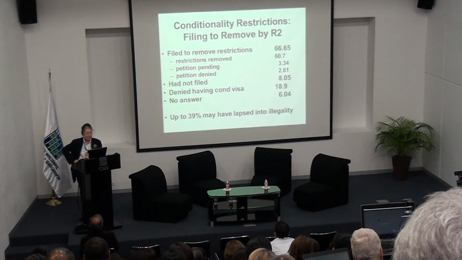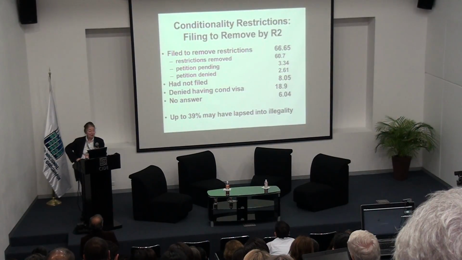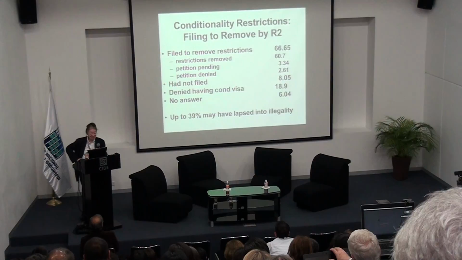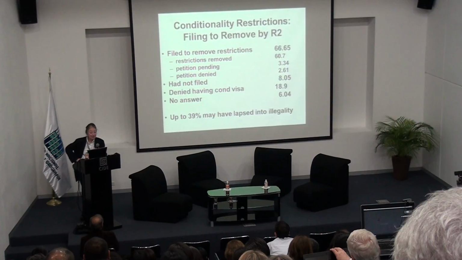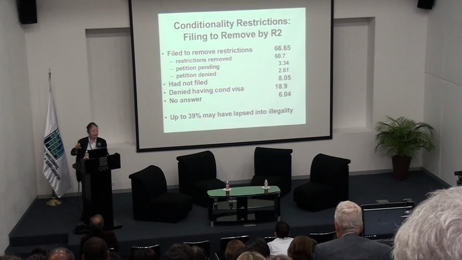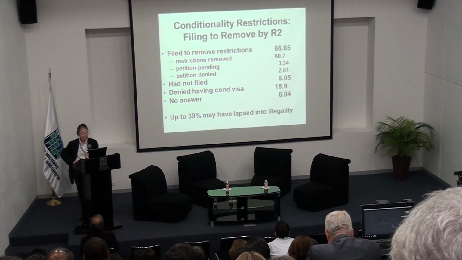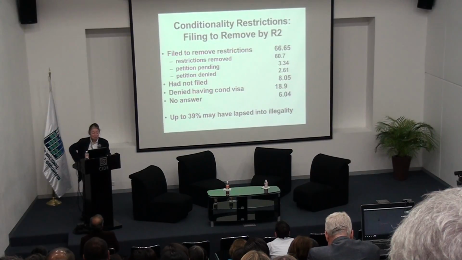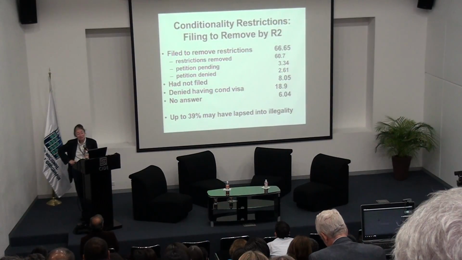And interestingly, 19% denied having had a conditional visa. We know they had a conditional visa because when we drew the sample, we were given details of their new green card from the government. And those details include visa category. And the visa category tells whether there's a conditionality or not. So the bottom line is that up to 39% may have lapsed into illegality, of this group, the conditionality restriction.